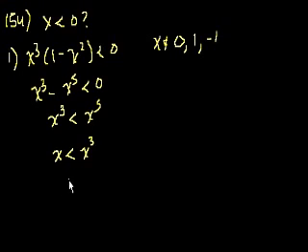We know that for numbers greater than 1, taking it to the third power is always going to be greater than the number itself. If you took 2 to the third power, that's greater than 2. 3 to the third power is greater than 3. 1.5 to the third power is greater than 1.5. So we know that this statement right here implies that x is greater than 1.